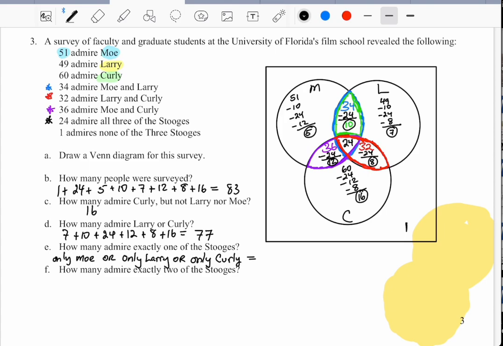All right, so those are the ones in the circles but without the overlaps. So I got only Mo, that would be this group here, these 5. Only Larry would be these 7, and only Curly would be these 16. So 5 plus 7 plus 16. So that's going to be 28 individuals.